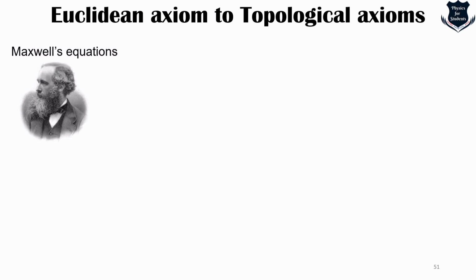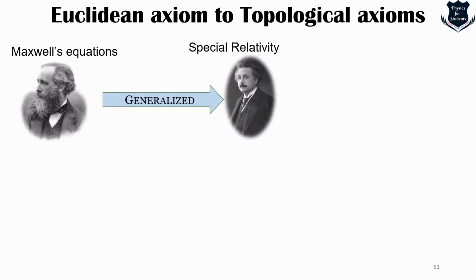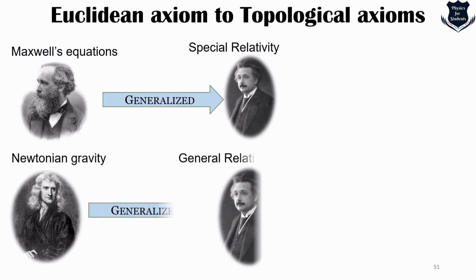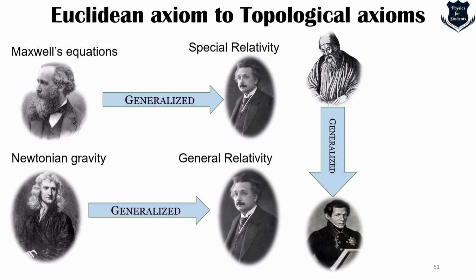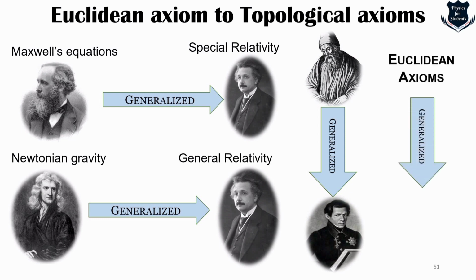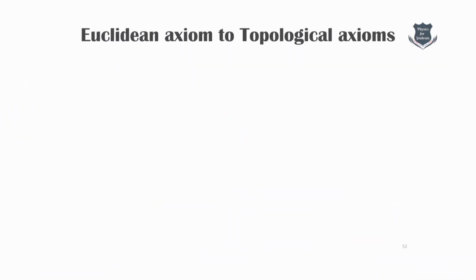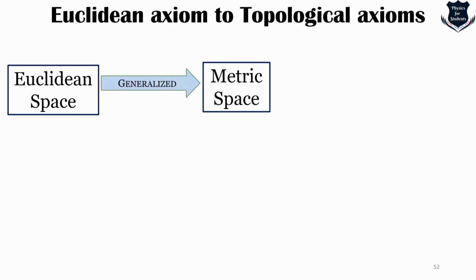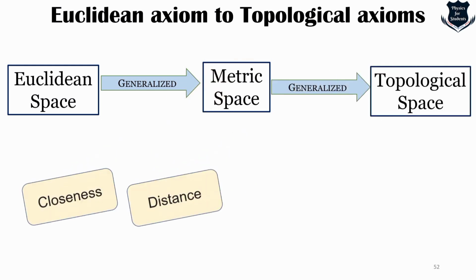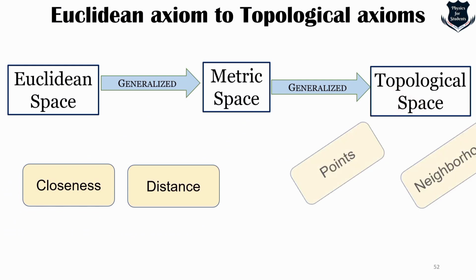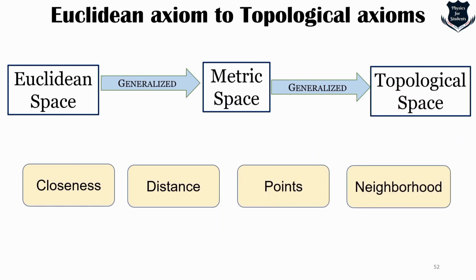If you look into the history, Maxwell's equations were generalized into special relativity, considering the 4 dimensions, etc. Similarly, Newtonian gravity was generalized by Einstein using general relativity. Euclidean postulates were generalized using Lobachevsky's hyperbolic or non-Euclidean geometry. Similarly, Euclidean axioms get generalized into topological axioms. How does it happen? Euclidean space gets generalized into something called a metric space. Metric space gets generalized into topological space. And the concept of closeness, distance, points, neighborhood emerges.